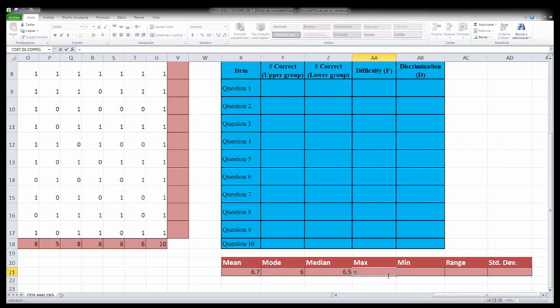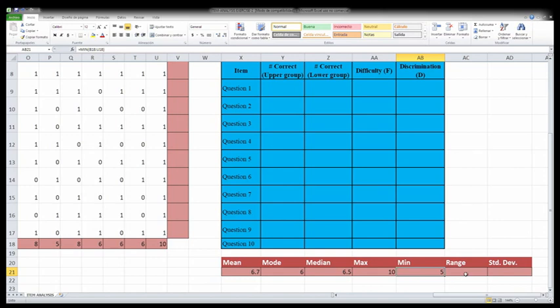The maximum is B18 through U18. There it is. The maximum was 10. We can see it here. So there was one student who got all of the answers correct. Let's look at the minimum. The minimum, B18 through U18. There it is.